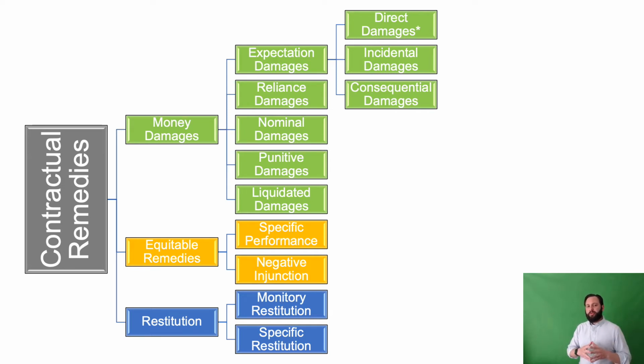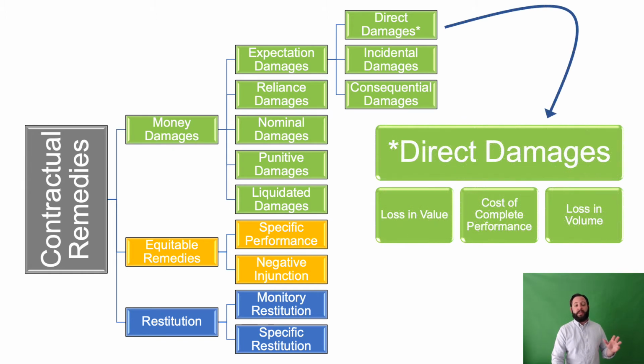This is often the trickiest part of understanding money damages in general, and money damages is the most common remedy at contract law, so it's quite important to know this information. Direct damages can be calculated in three different ways: loss in value, also known as diminution in value, cost of completing performance, and loss in volume. The most common by far and the one preferred is loss in value. So once again, that's what we'll be focusing on here.